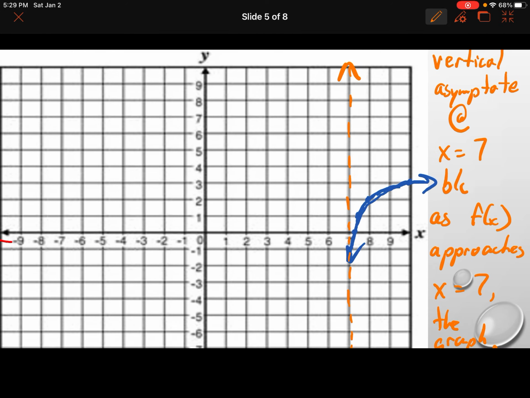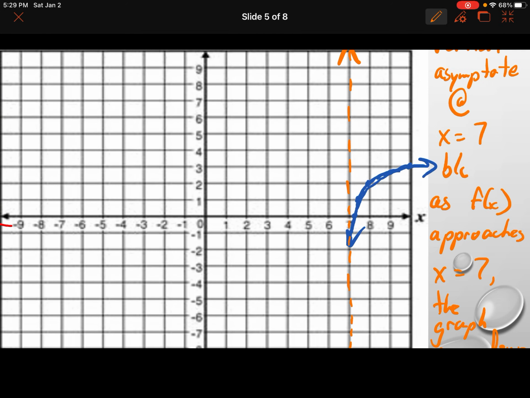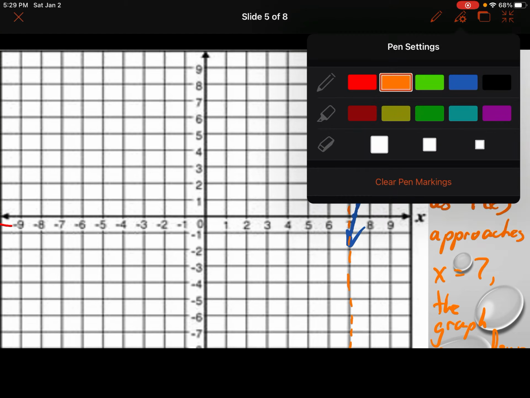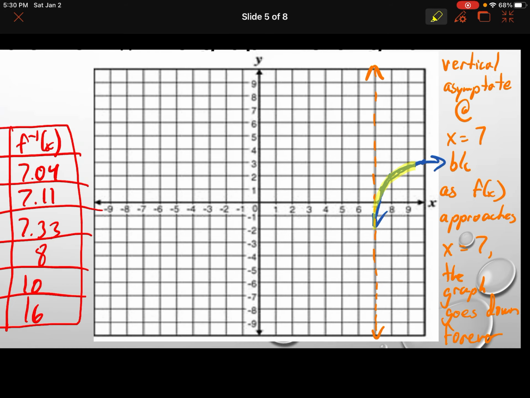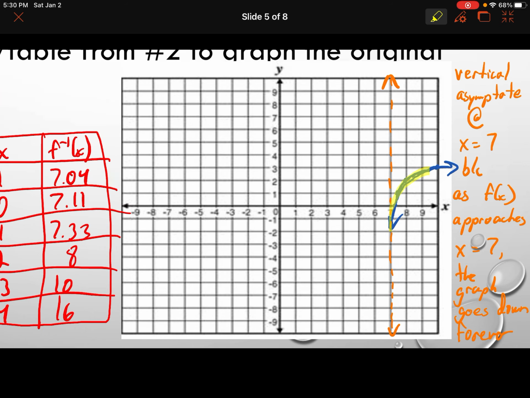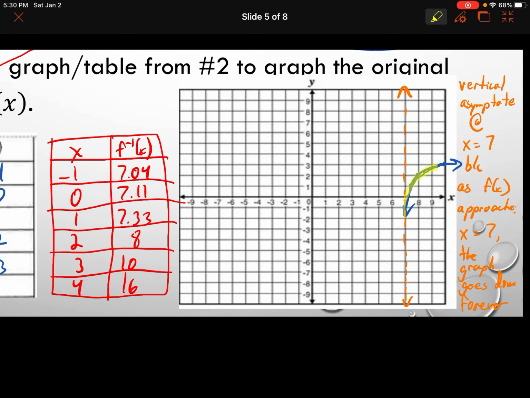Right, if we look at this graph, as it goes down, I could have sworn there was a laser pointer here, but maybe not. As this graph goes down, I apologize. As this graph gets closer and closer to this vertical line, which is x equals 7, right? So as it gets closer and closer to x equals 7, it just keeps on going low. It becomes more and more negative. So it just goes to negative infinity, or it just goes down forever. So that's how we have basically the opposite.